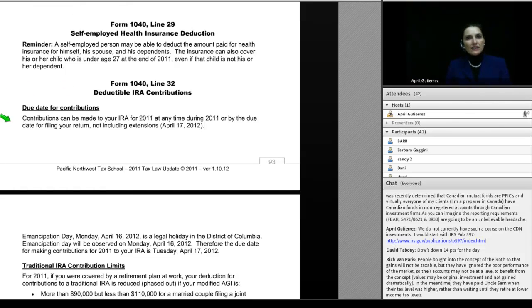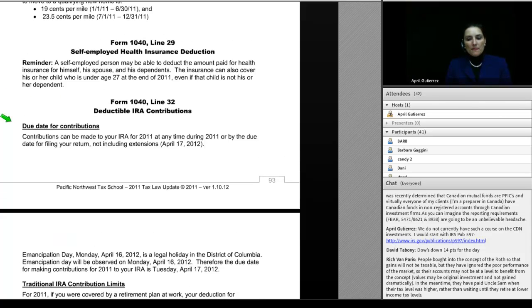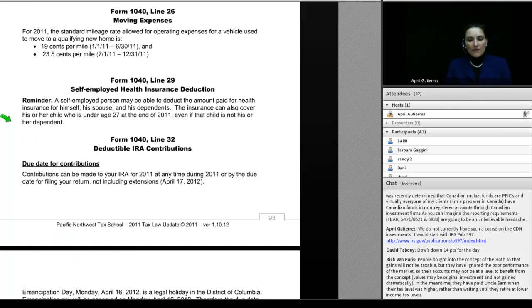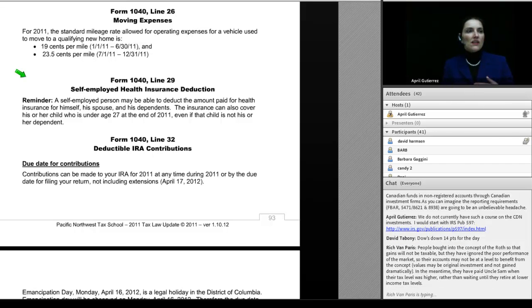But from the tax side of things, it would be line 29, and the child must be under age 27, which means they need to be age 26 or less. So in terms of the tax return, what does that mean? If you are self-employed and you are claiming a self-employed health insurance deduction, you can claim a deduction for health insurance that you pay for yourself and your family and your child, even if your child is not your dependent, as long as that child's under age 27.